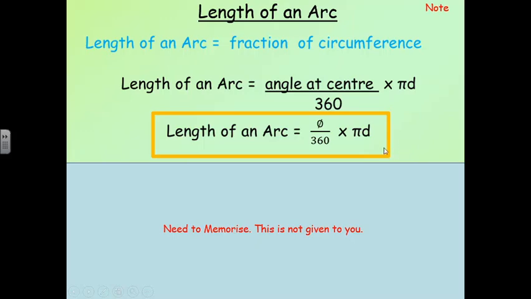Now, the key thing about this is you're going to have to memorize this, as it is not given to you. But if you think about it as a fraction of the circumference, or you memorize the formula, however you want to remember it, it will work.